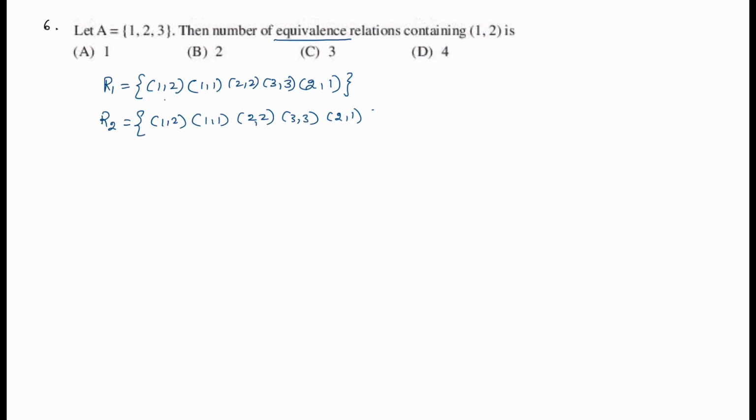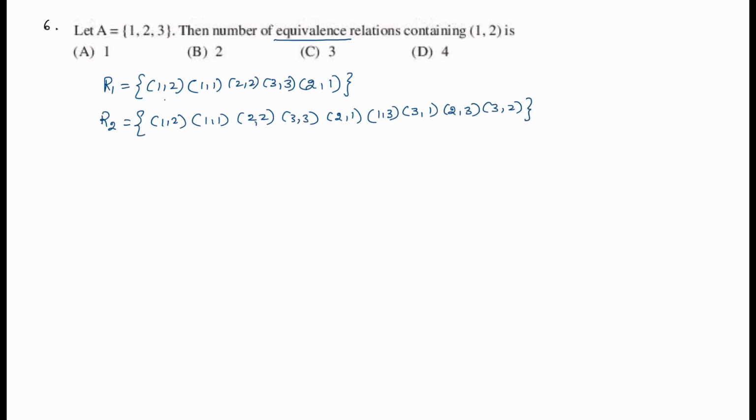And to make it symmetric, we need to include (2, 1). And let us try to include one more element and check. So if I include (1, 3), it has to be symmetric, so (3, 1) also should be included. And to make it transitive, see (2, 1), (1, 3) is there, so (2, 3) should be included. If I include (2, 3), (3, 2) should be included. Then only it will be a symmetric relation. A has 3 elements. A cross A has 9 elements and we have written all 9 elements in this R2.